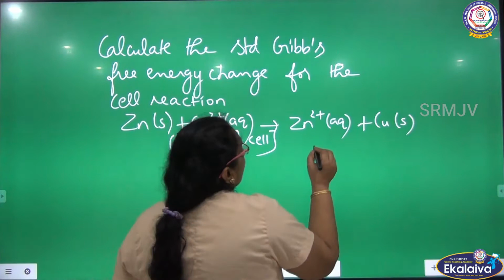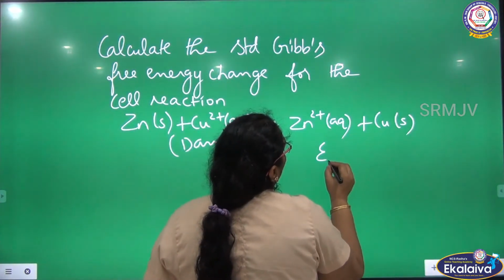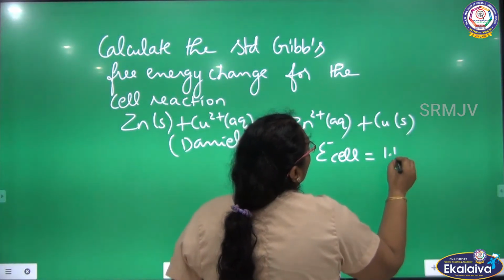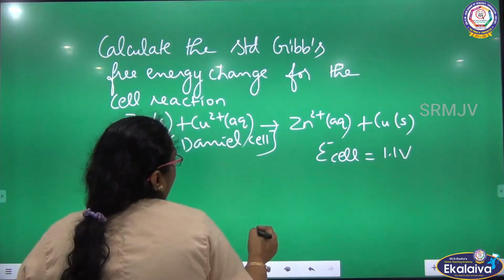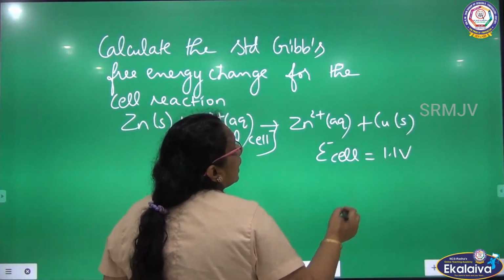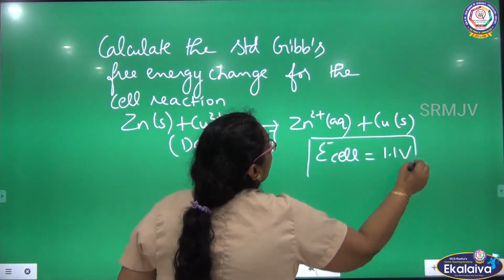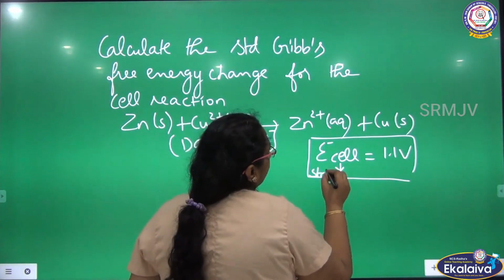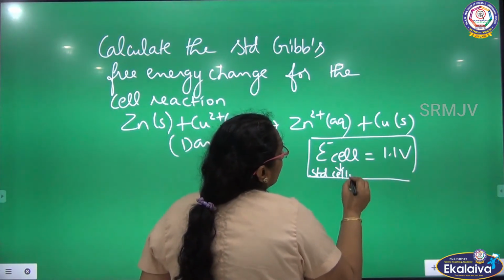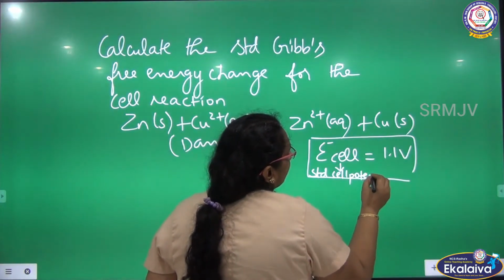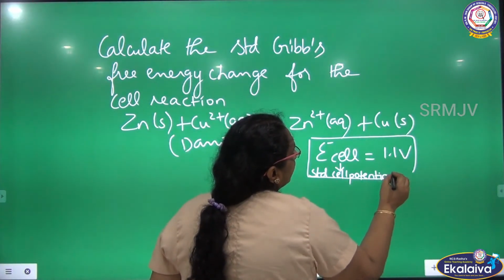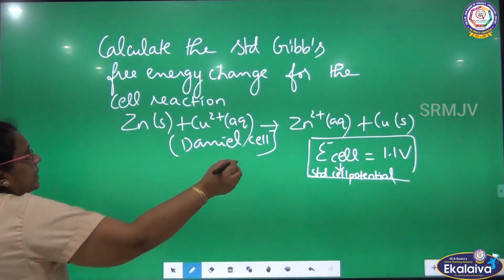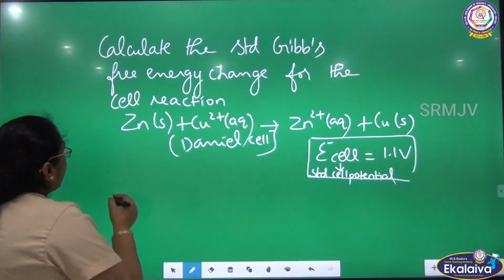Here they have given the EMF of the cell, E dash cell is equal to 1.1 volt. What is E dash cell? Standard cell potential, which is the cell potential measured at standard conditions. The standard cell potential value they have given is 1.1 volt. So based on this we are going to calculate the standard Gibbs free energy.